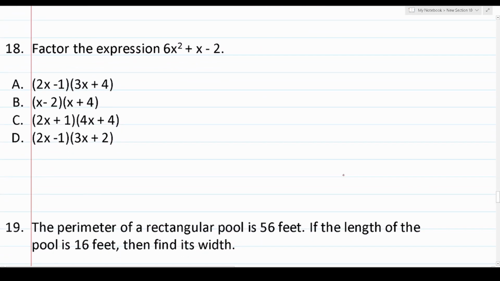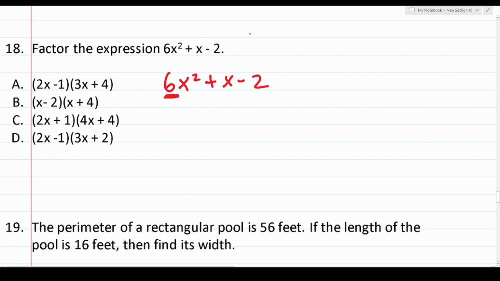Number 6 says factor the expression. We have 6x squared plus x minus 2. Let's go ahead and copy this one down. We have 6x squared plus x minus 2. This is a quadratic equation that has a leading coefficient, which is right here, that's something other than 1. So we're going to have to make use of the Australian method or AC method to factor this one quickly.